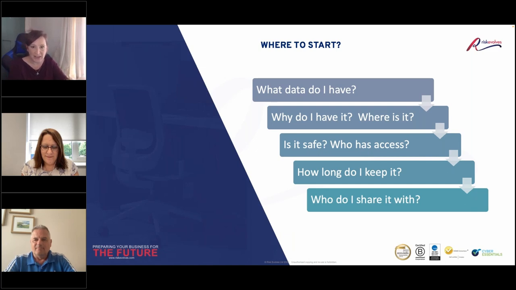So think about how long you're keeping it. And if you're not sure, be honest about it, because those are the ones you might have to prioritize and think about: do I need to look at whether I need to erase it? And think about who you share it with. Data sharing is really important, and it happens so much without us even thinking about it. So make a list of who you're sharing it with.